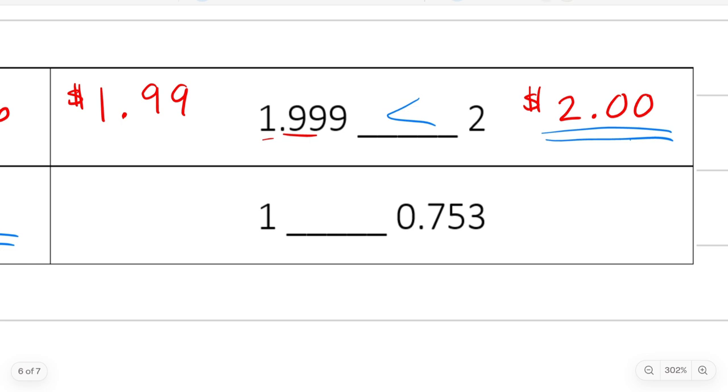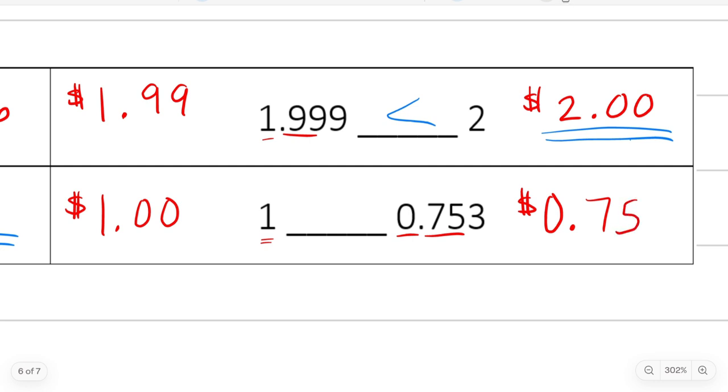Now let's do the last one. Okay, this is just 1. That means I just have $1. And here I have $0. It says I have no dollars. But I do have 75 cents. Okay. Now that I can see it like money, it's easier for me to recognize that $1 is more than 75 cents. So then I already found my answer.